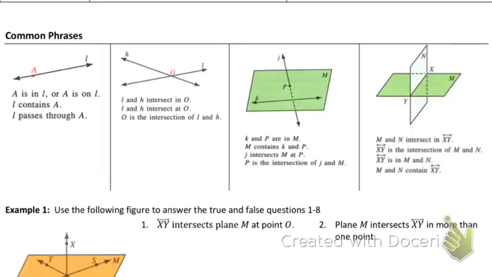Let's talk about some common phrases. Actually, just go through and read all of these and we'll discuss them further tomorrow, that Tuesday.